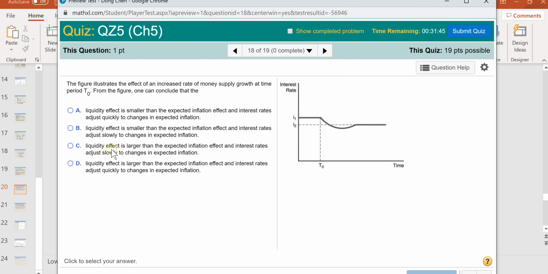And C, the liquidity effect is larger than the expected inflation effect, and interest rates adjust slowly to changes in expected inflation. So this seems to be correct based on our discussion. And D, the liquidity effect is larger than the expected inflation effect, and interest rates adjust quickly. So we choose C.